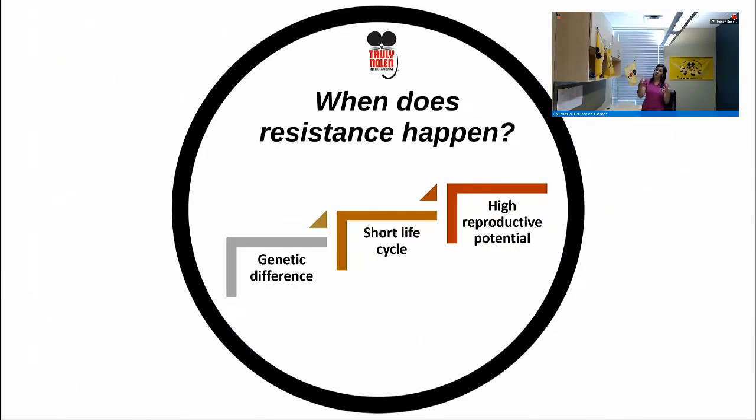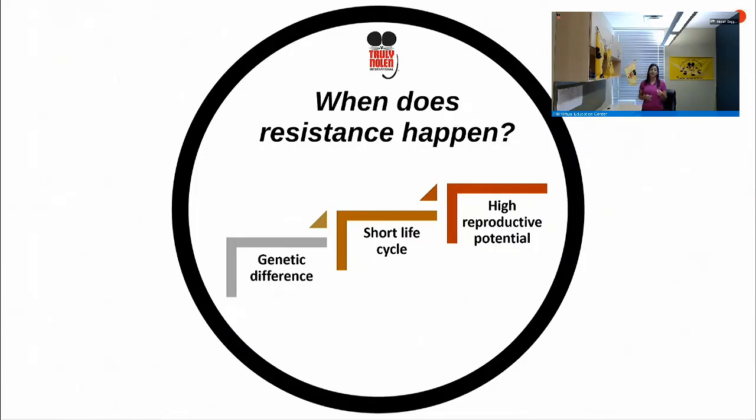Because they have the same queen, and the babies will have practically the same DNA. It's the same queen, the same king there. So not much of a genetic difference. So pests with short life cycle and high reproductive potential are more prone for us to see cases of resistance.